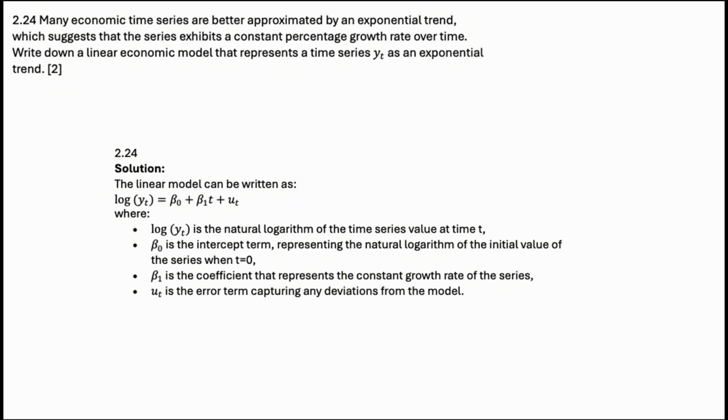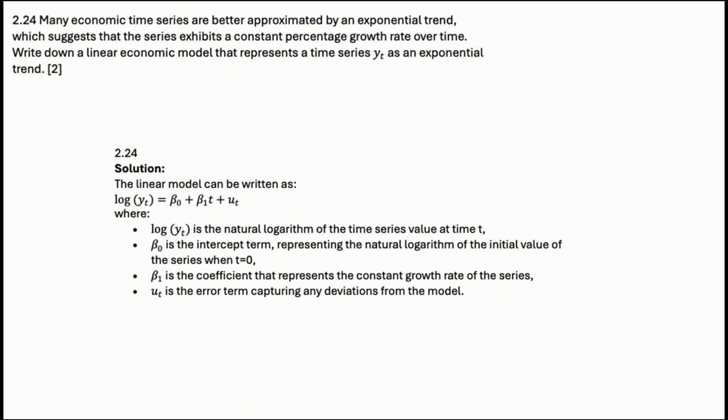Now, many economic time series are better approximated by an exponential trend, which suggests that the series exhibits a constant percentage growth rate over time. Write down a linear economic model that represents a time series y of t as an exponential trend. It's insanely simple. You'd say log of y of t equals beta 0 plus beta 1 t plus mu of t. Again, this is an exponential trend.